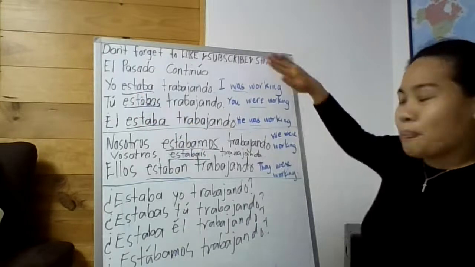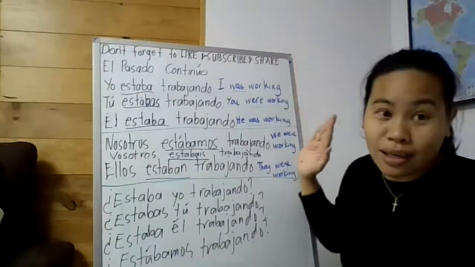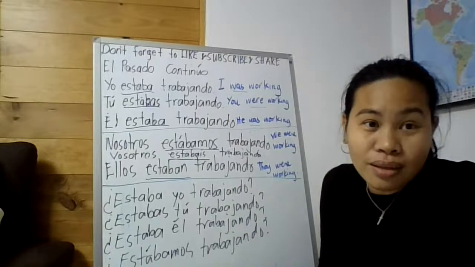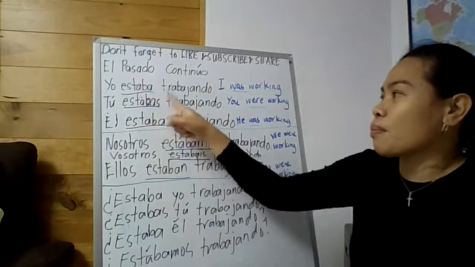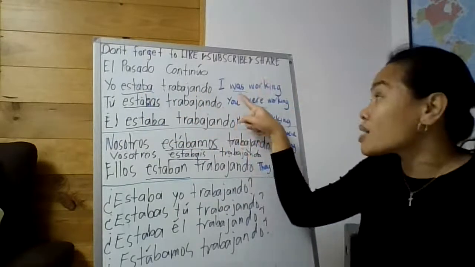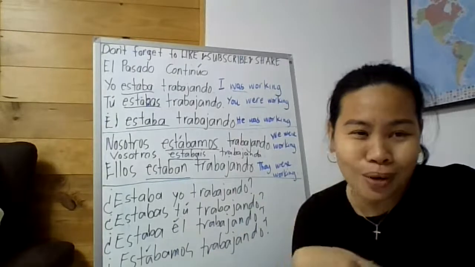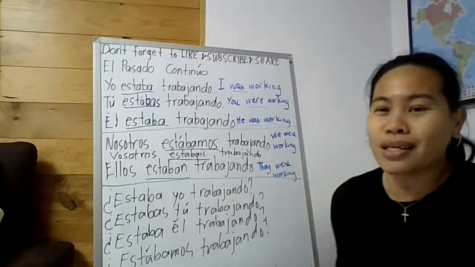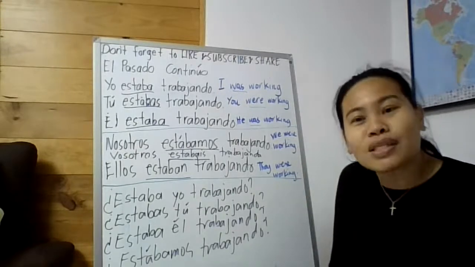Okay. So, I put the English translation so that it's easier for you to understand. Okay? So, yo estaba trabajando means I was working. I keep on repeating because a while ago I only had 4 students. So thank you for the 8 people in the house for joining my live streaming.